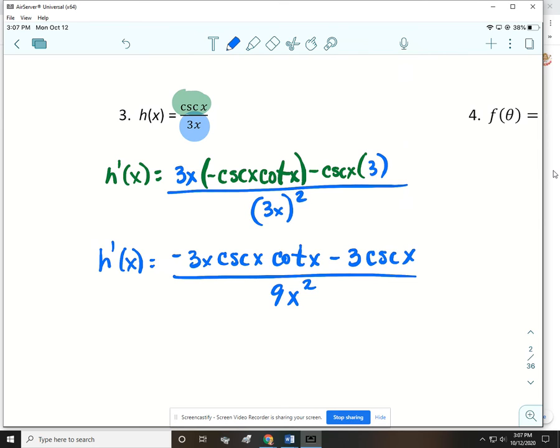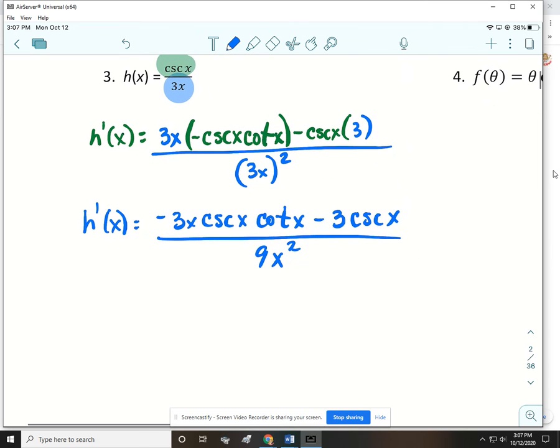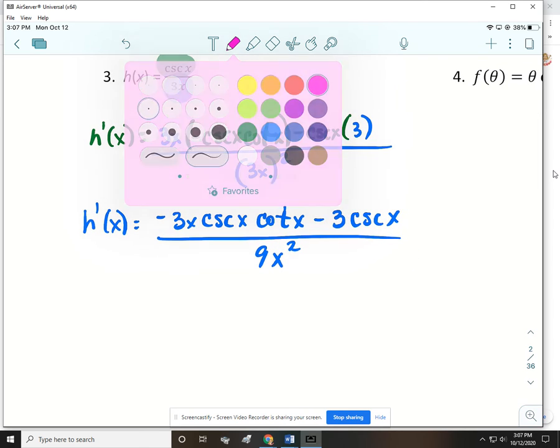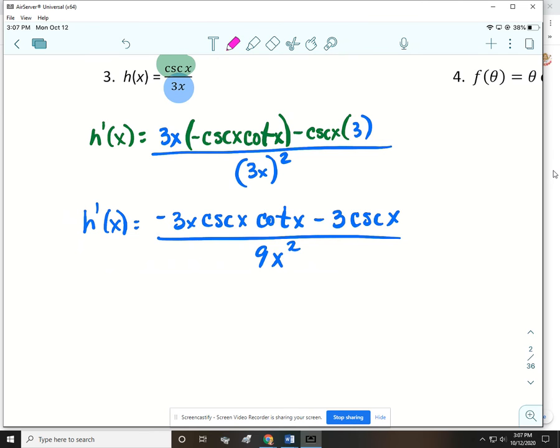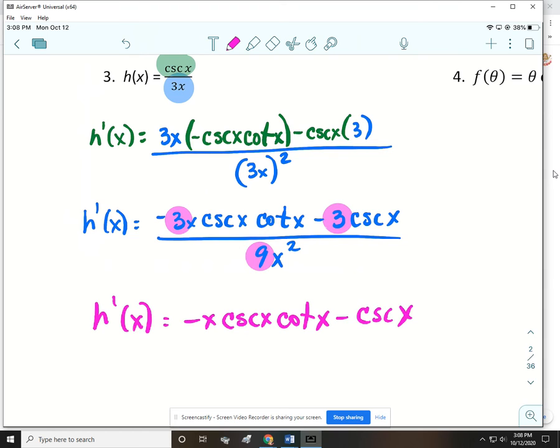All right, now it's possible that you can just leave the answer like that. If we look at each of our terms, we can reduce them all by 3. I have a common factor of 3. So I'm going to write it like that. I'm going to divide 3 by 3. And that's good. We could factor out a common factor on the numerator, but that's not going to create anything that will help us simplify.